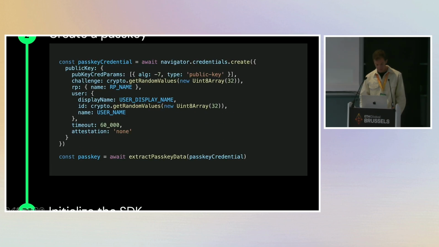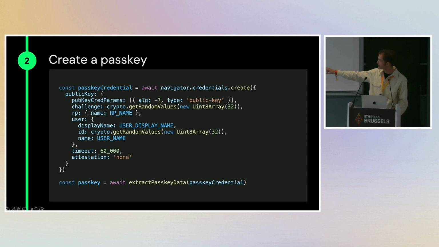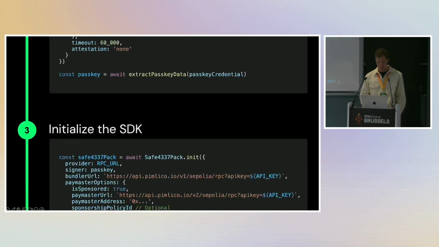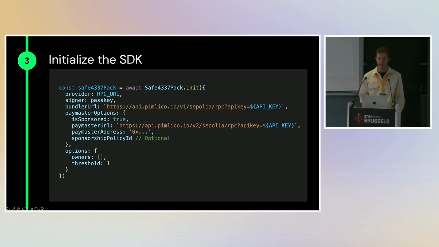At the very end, you need to get the passkey object, which is what we are looking for. It's an object that has an ID for the passkey and some coordinates. And you can get that with the extractPasskeyData method that receives the passkey credential. So once we have the passkey object, we can initialize the SDK.